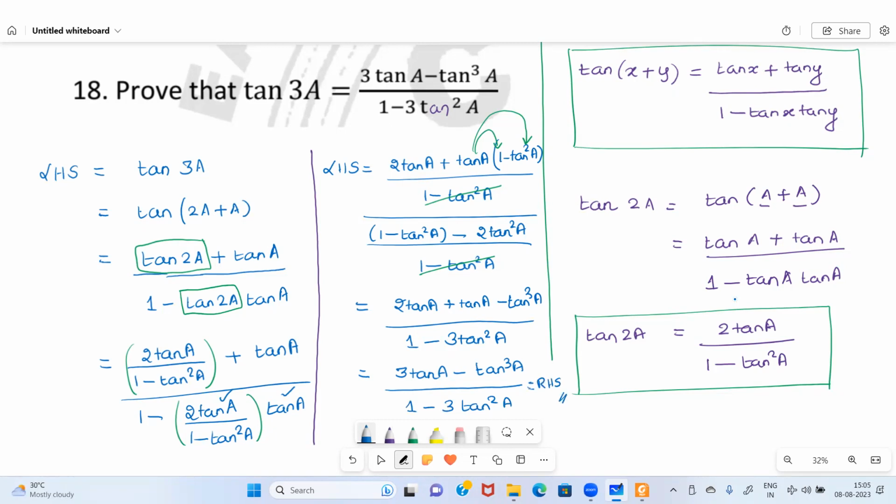Is it clear, students? First, you write tan 3a using the formula tan of x plus y, as 2a plus a. You write it in this form, then substitute the formula for tan 2a and then take LCM and simplify. That's it. Is it clear? Shall we move on to the next question?